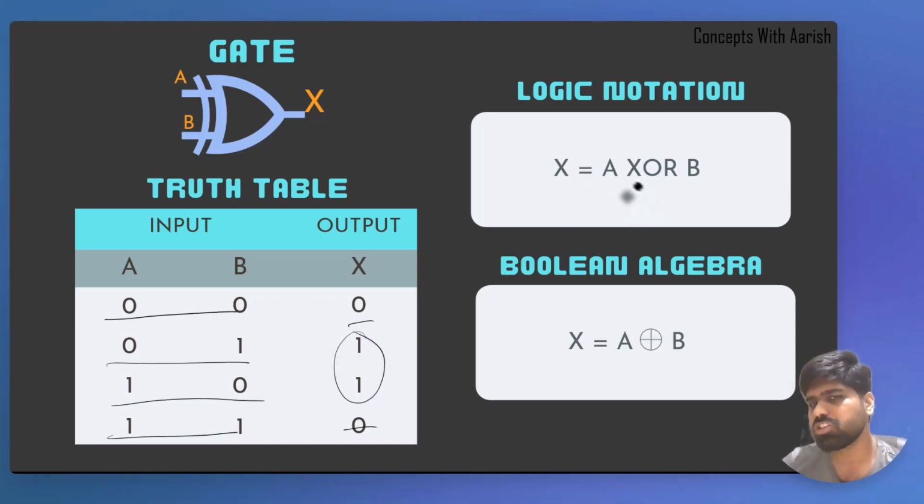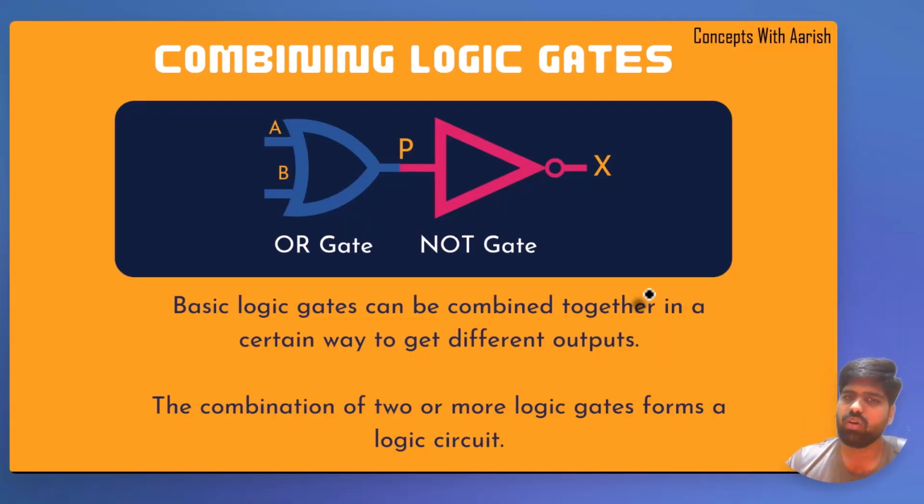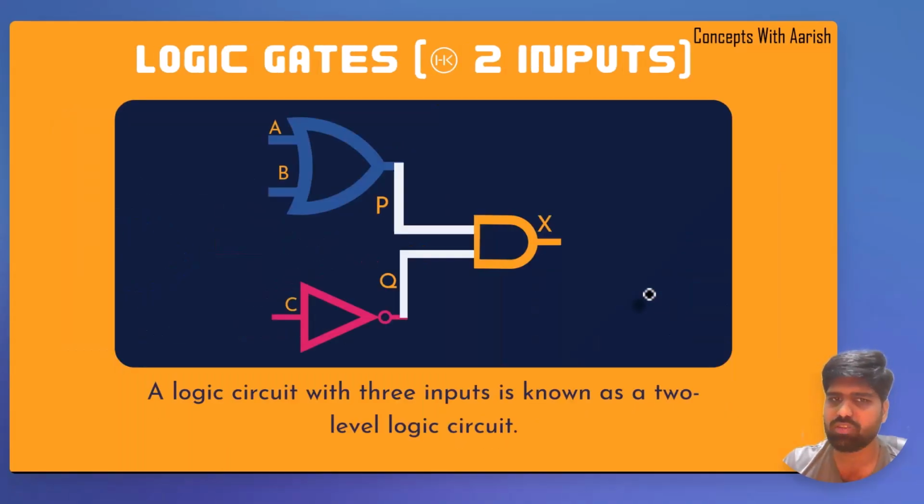It's the logic notation for simple XOR, and its symbol is given here in this form, a plus sign in a circle. Now we can combine gates together, like the OR and NOT gates, and it will give us the answers. We can combine even more gates together. The symbol was shown there, but if you make it a circuit diagram, it can work like this.